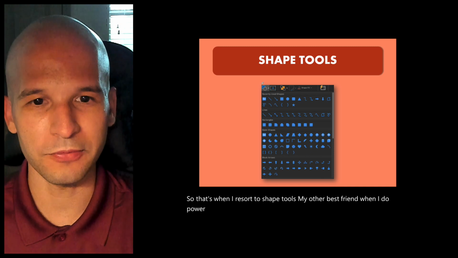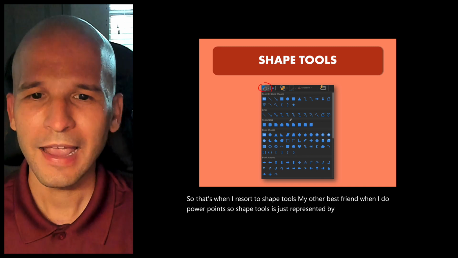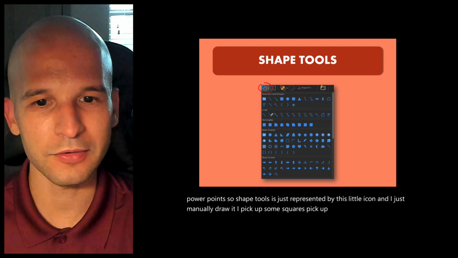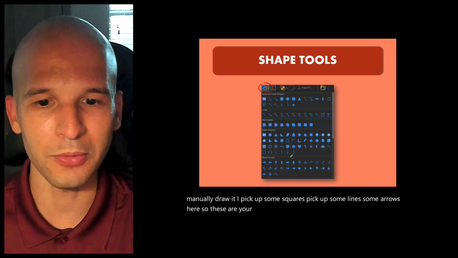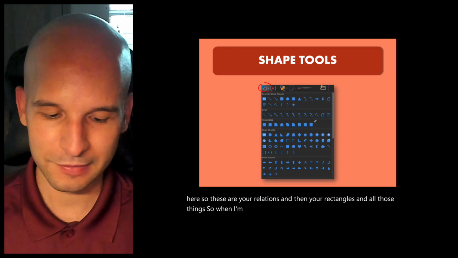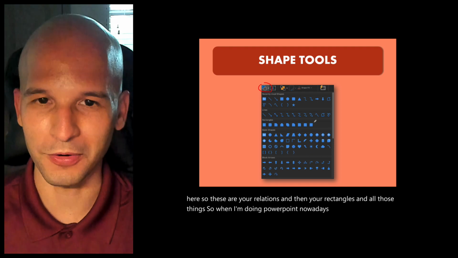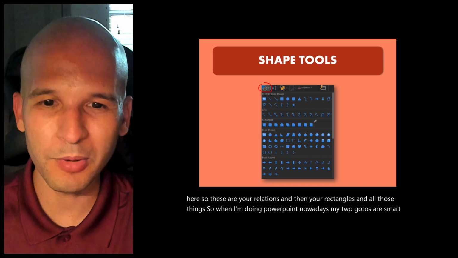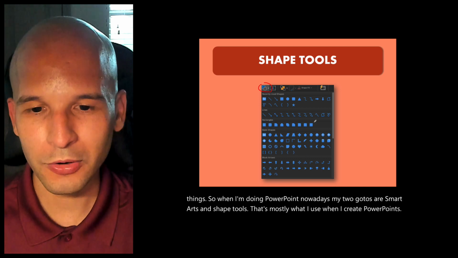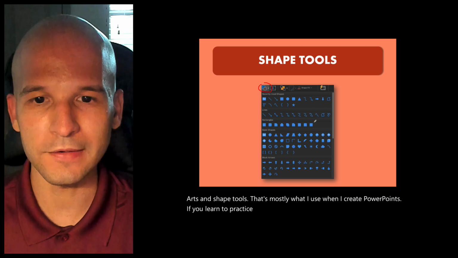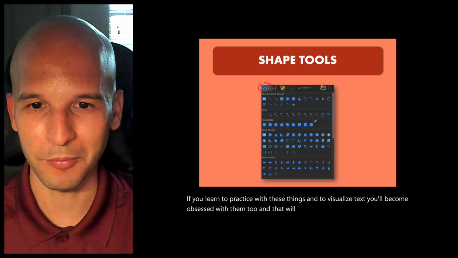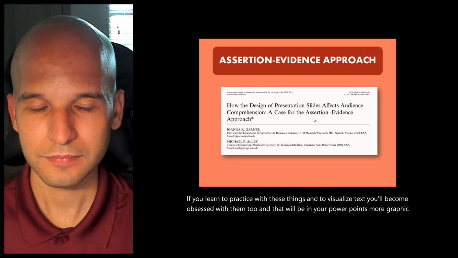So shape tools is just represented by this little icon, and I just manually draw it. I pick up some squares, pick up some lines, some arrows here. So these are your relations, and then your rectangles and all those things. So when I'm doing PowerPoint nowadays, my two go-tos are Smart Arts and shape tools. That's mostly what I use when I create PowerPoints. If you learn to practice with these things and to visualize text, you'll become obsessed with them too, and that'll make your PowerPoints more graphic and visual.